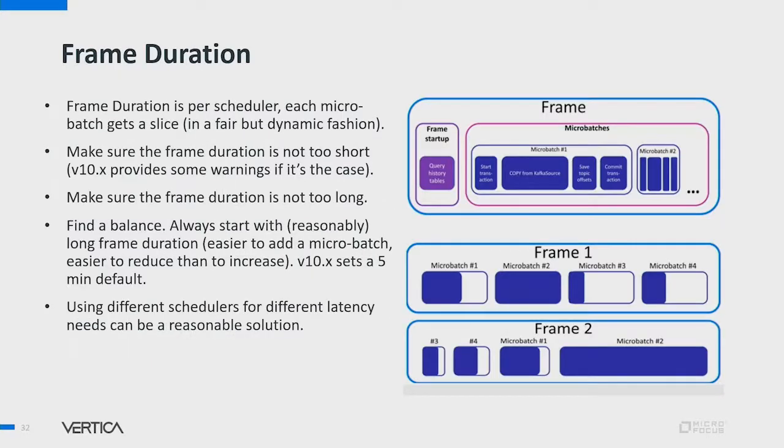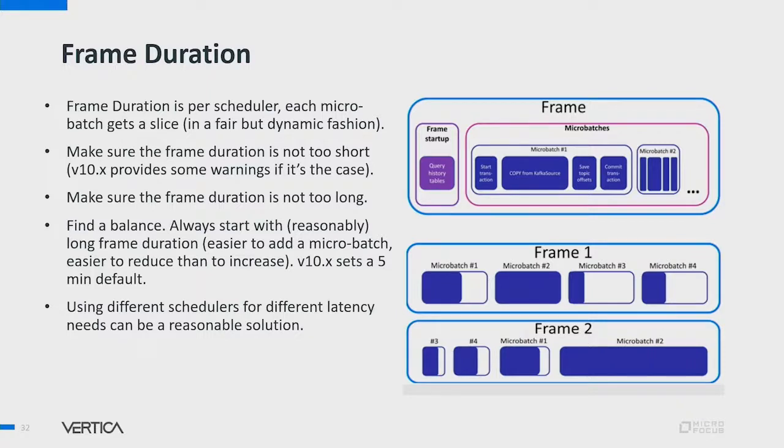I mentioned that frame duration is defined at the scheduler level, so we define a frame duration, let's say 5 minutes. And how the scheduler works is that each microbatch defined for a scheduler gets a slice of this time, in a fair but dynamic fashion. What do I mean by this? I'll explain shortly. What we need to consider here is that we need to make sure that the frame duration is not too short.